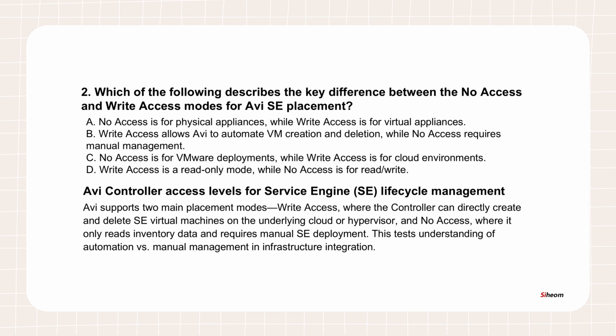Okay, no access versus write access. What's the practical difference for someone managing this day-to-day? Like, what do you actually experience? Well, the core difference is really about operational overhead and automation. If you go with write access, you're basically giving the AVI controller permission to automatically create, manage, and even delete the service engine VMs or cloud instances for you. On whatever platform we're using, like vSphere, AWS. Exactly. Full lifecycle automation for the SEs. It handles scaling, deployment, everything.